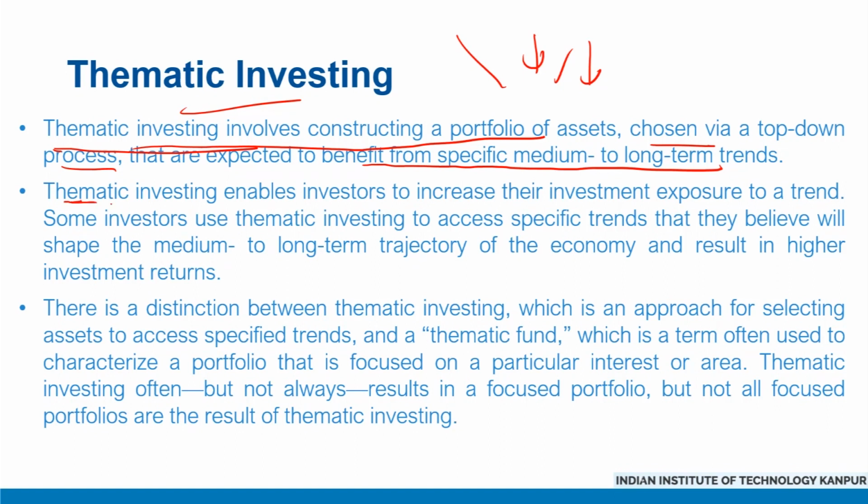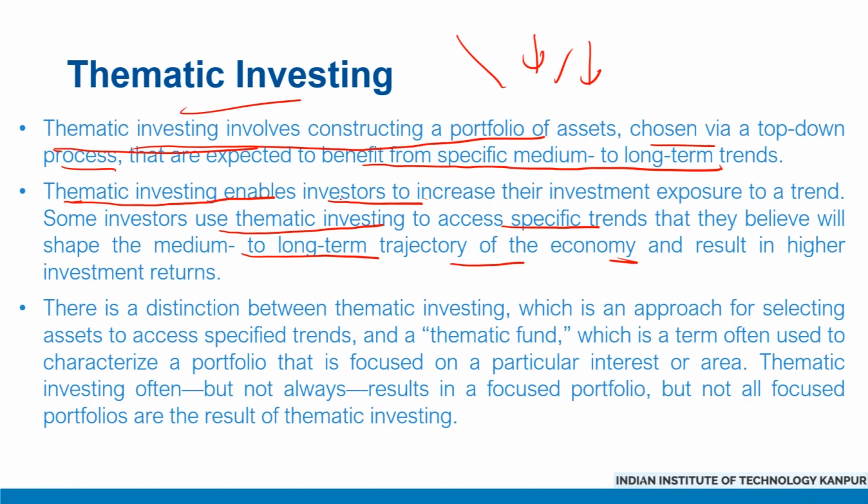We can say that thematic investing enables investors to increase their investment exposure to a trend. Some investors use thematic investing to access specific trends that they believe will shape the medium to long-term trajectory of the economy and result in higher investment returns. Other investors access specified trends to diversify their portfolio or hedge against specified economic risks. A portfolio of assets selected for their connection to a trend will often have a risk-return profile that is different from a broad market index.